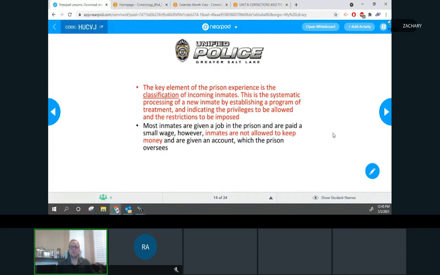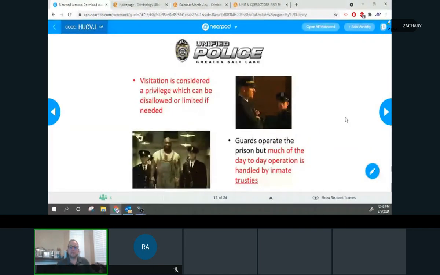Most inmates are given a job in the prison and are paid a very small wage. However, inmates are not allowed to keep the money and are given an account which the prison oversees. So they're able to give and take away depending on what they feel. Visitation is considered a privilege, which can be disallowed or limited if needed. Guards operate the prison, but much of the day-to-day operation is handled by the inmate trustees.